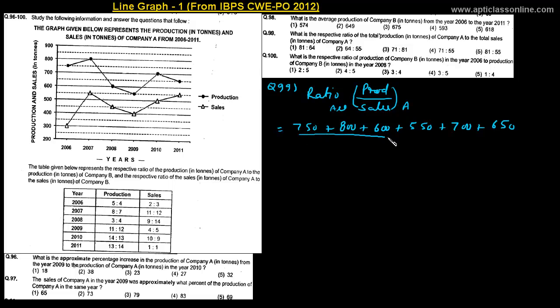This is the total production, divided by total sales represented by this line. So 2006 the sale is 300, plus 2007 550, then 2008 450, 2009 is 400, 2010 is 500, and 2011 is 550.